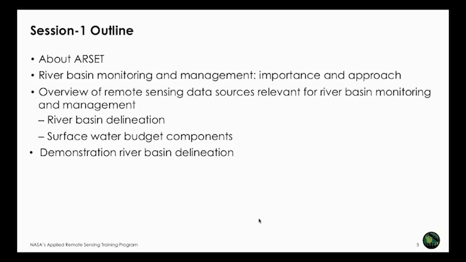Then we will go on overview of remote sensing data sources which are relevant for river basin monitoring and management. And we will focus on two aspects in this series. So today we'll talk about river basin delineation. We need to know how to define or find out what the river basin area is. So we will talk about that. And then we will talk about remote sensing data, which provide surface water budget components. And then we will have a demonstration of how to use a web tool to do river basin delineation. So this is overall outline for today.